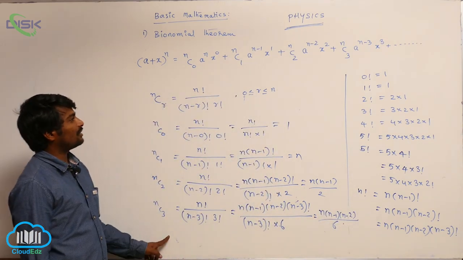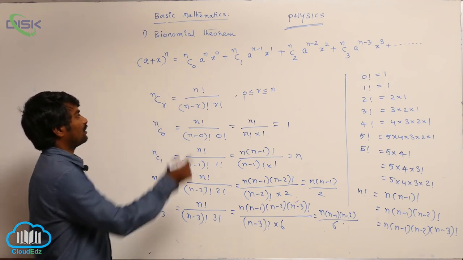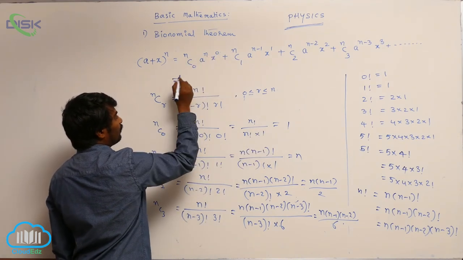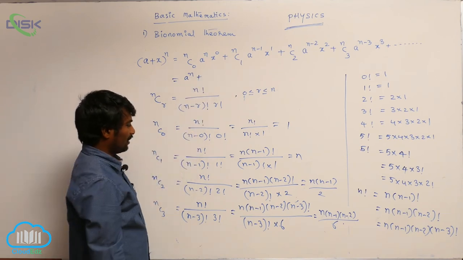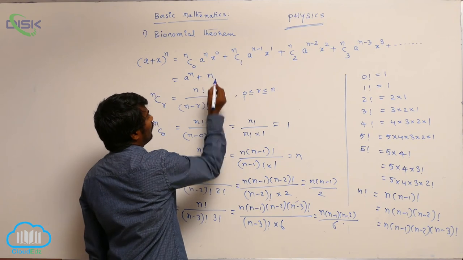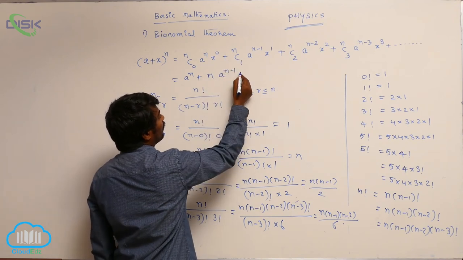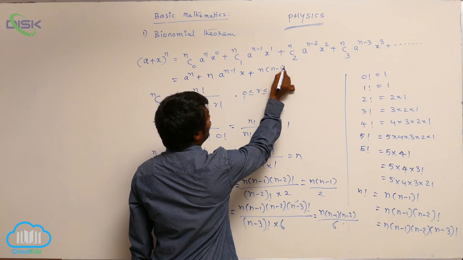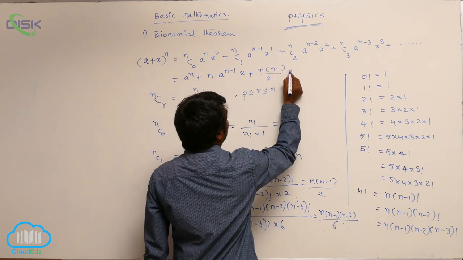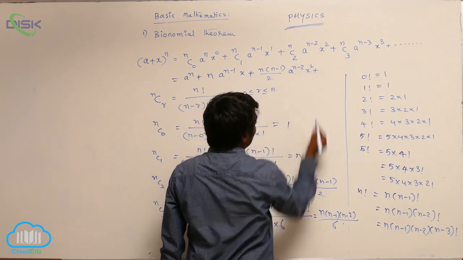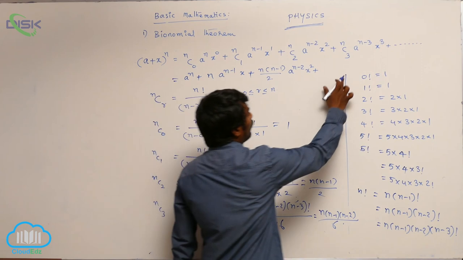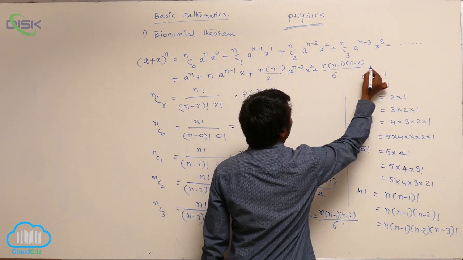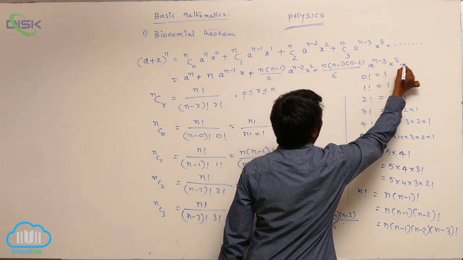And let me write down these coefficients in this equation. So nC0 is 1, 1 into a power n, x power 0 is again 1, so it is a power n. Plus nC1 is n into a power n minus 1 into x, plus nC2 is n into n minus 1 by 2 into a power n minus 2 x square, plus nC3 is n into n minus 1 into n minus 2 by 6 into a power n minus 3 x cube, plus and so on.